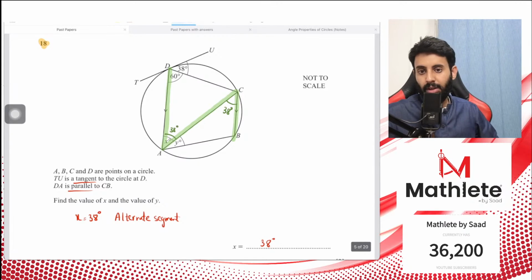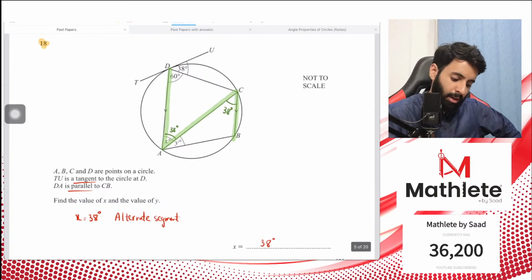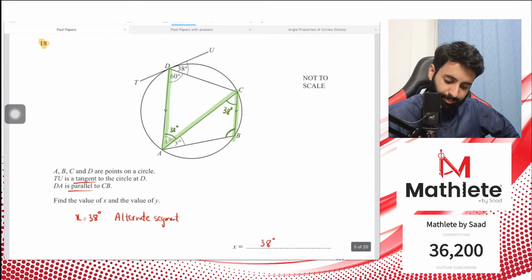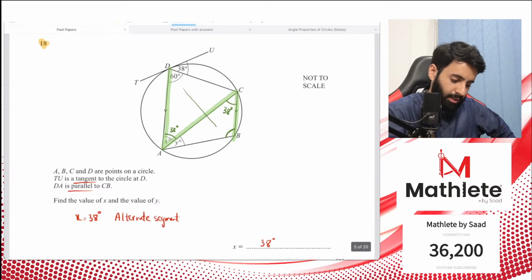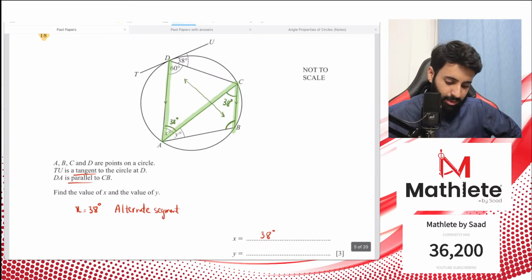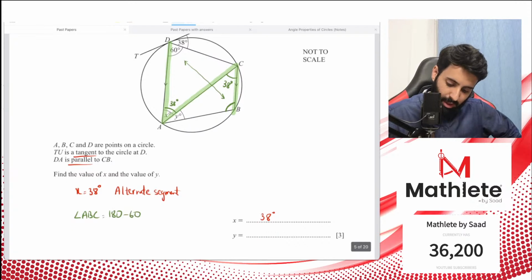Now, let's not worry about how, but if somehow we're able to find out this angle, that means we can also very easily find out angle y. Now A, B, C, D are basically 4 points touching the circumference. That tells us that ABCD is not just any quadrilateral, it's actually a cyclic quadrilateral. Which means that angle ABC is equal to 180 minus 60, which means that angle ABC is equal to 120 degrees.